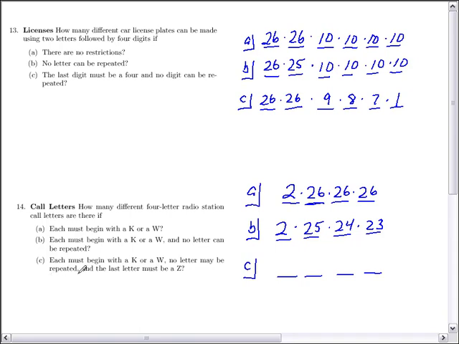Part C, each must begin with a K or a W, no letter can be repeated, and the last must be a Z. So we know the last spot has to be a Z, there's 1 choice. The first one has to be a K or a W, there's 2 choices. Now 2 of the letters have been used, 24 choices for that spot, and 23 choices for that spot.